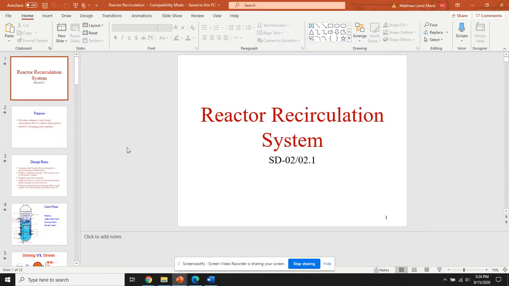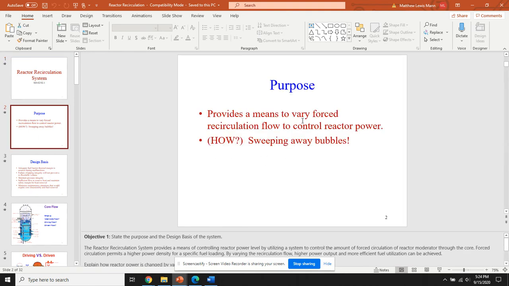So let's look at the reactor recirc system. It provides a means to vary forced recirculation flow, and it controls reactor power. So it's basically how much water is in the actual core of the reactor at any given time. So how does it affect power?